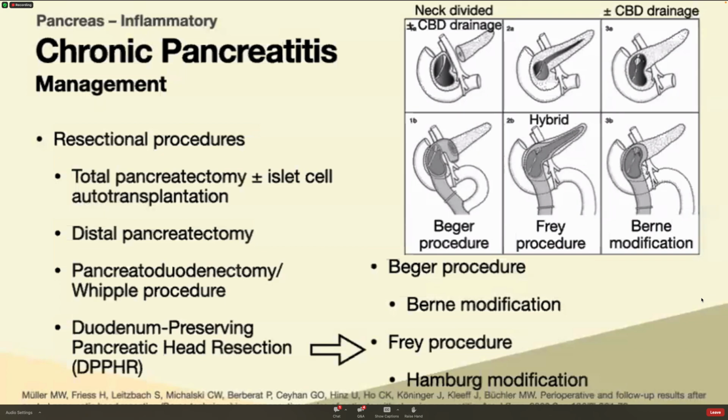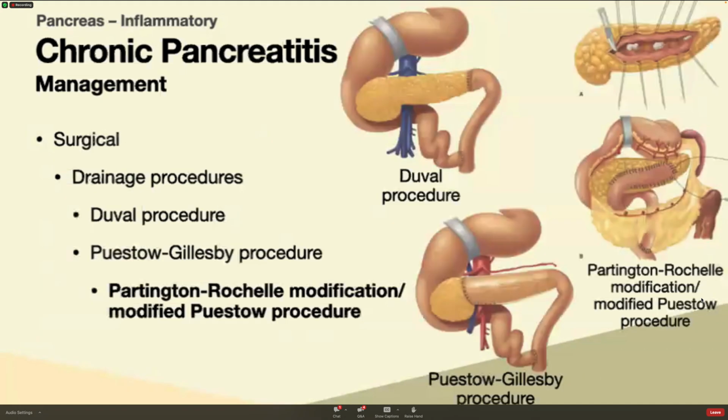There's also a longitudinal dissection of the pancreatic duct, unlike the Beger and the Berne. So in a way, it also drains the pancreatic duct. For the drainage procedures, we have the Duval, the Puestow-Gillespie, and the modified Puestow procedure. So usually when the patient needs a drainage procedure, automatically this is the modified Puestow procedure. The Duval and the original Puestow procedure is no longer done.